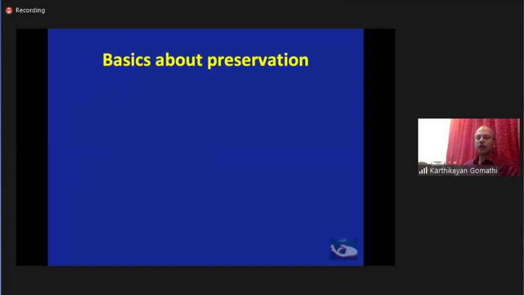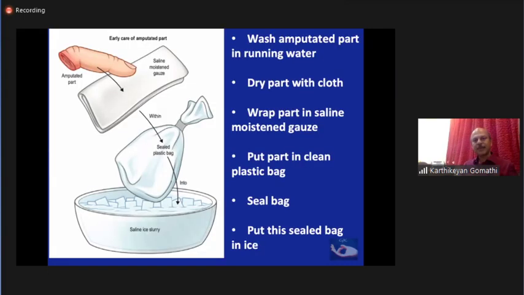Now we'll go to the basics of preservation. Once the amputation has occurred, we need to preserve it properly so that it will be possible to do a replantation of that part. If it has not been preserved and it is dead by the time it is brought to the hospital, you cannot do a replantation, obviously. So the preservation is one of the most important steps which is going to decide whether the replantation can be done or not. These are the basic steps.